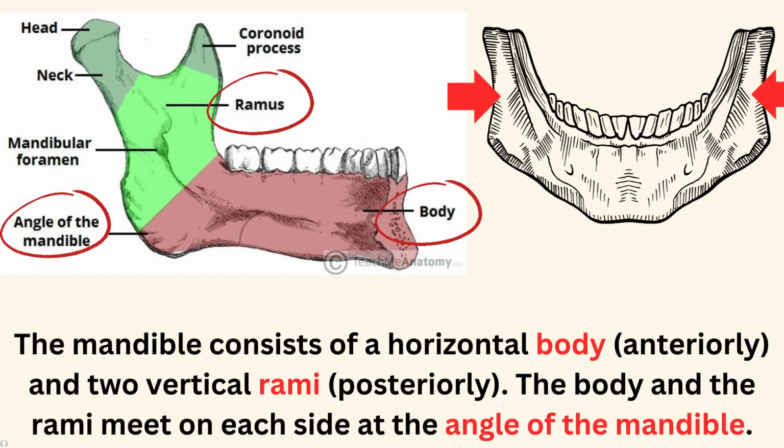The mandible consists of a horizontal body that is located anteriorly, which is in the front side, and two vertical rami located posteriorly, backside. The body and the rami meet each other at the angle of the mandible. So the body and the ramus are connected together, and this connection is referred to as the angle of the mandible.